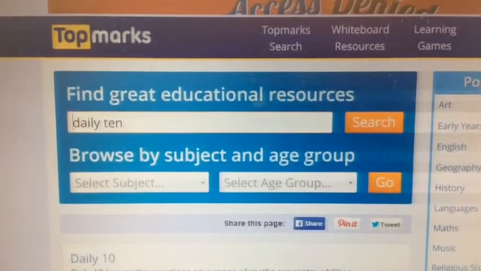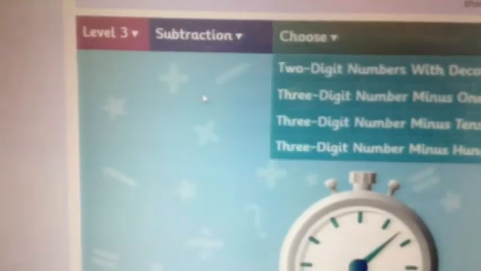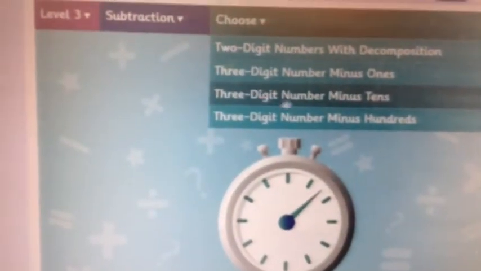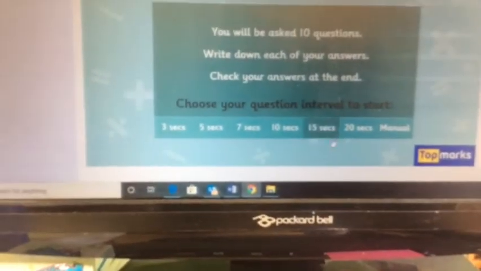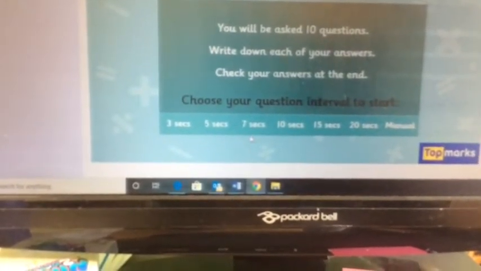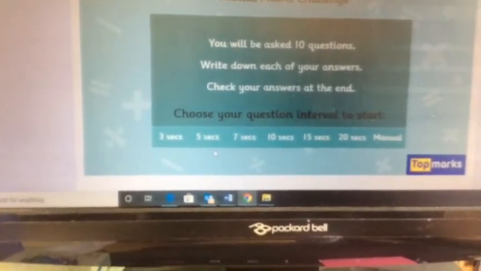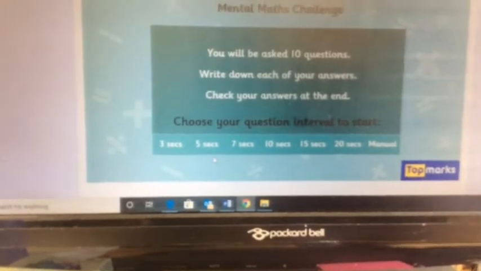And you've guessed, go to Top Mark's website and number down to 10 on your squared paper. You need daily 10 today, and we're focusing on subtraction today. So can you choose level 3 again, subtraction, and try to do 3-digit numbers minus 10s. As yesterday, choose your time, see how you get on and do your marking, and then try and reduce the time. Can you answer your questions even quicker? Don't forget, when you are marking, take a look back at the question. It all helps seeing things visually.